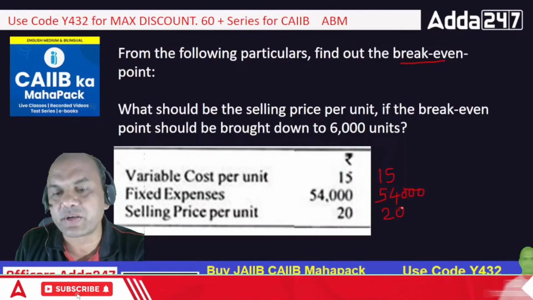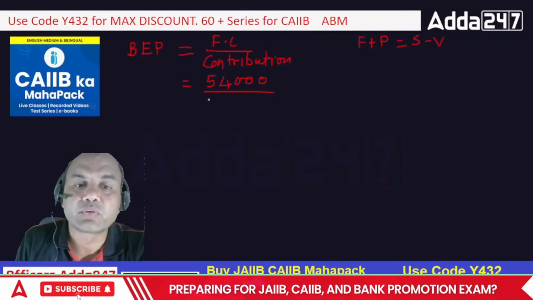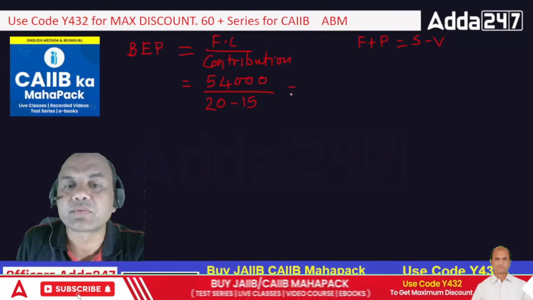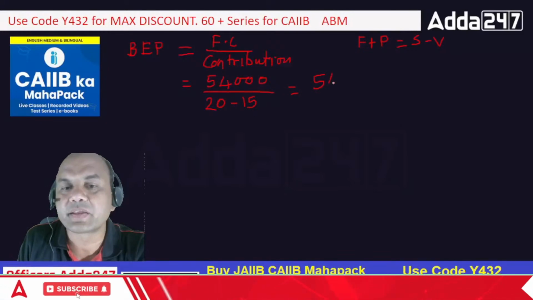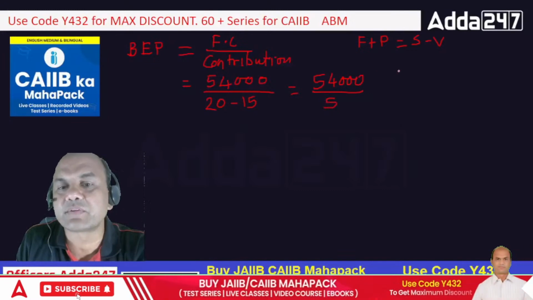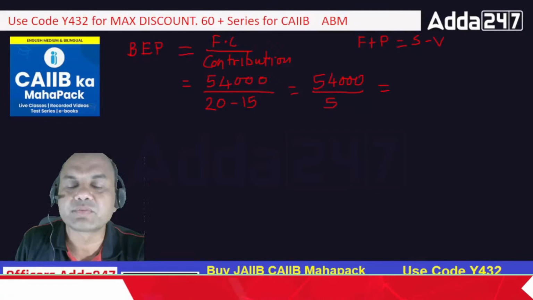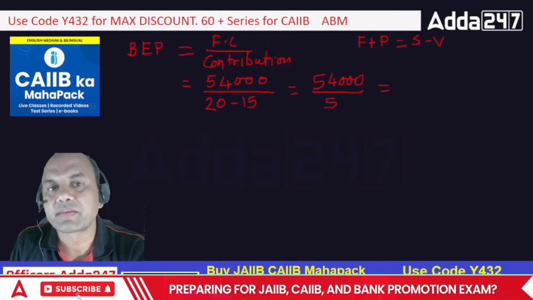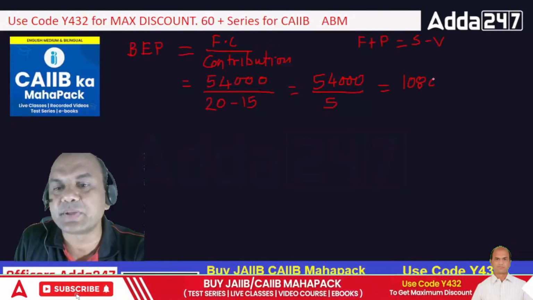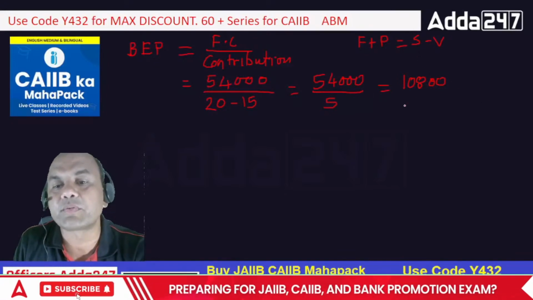Selling price per unit is 20 and variable cost per unit is 15. So both of them we know. So 20 minus 15. So that becomes what? 54,000 upon 5, right? Upon 5. So that is equal to what? 54,000 upon 5. That is equal to, anyone? What is the answer you are getting? Correct? 10,800. This is in units. These many units you will have to prepare or manufacture to come to no profit, no loss.